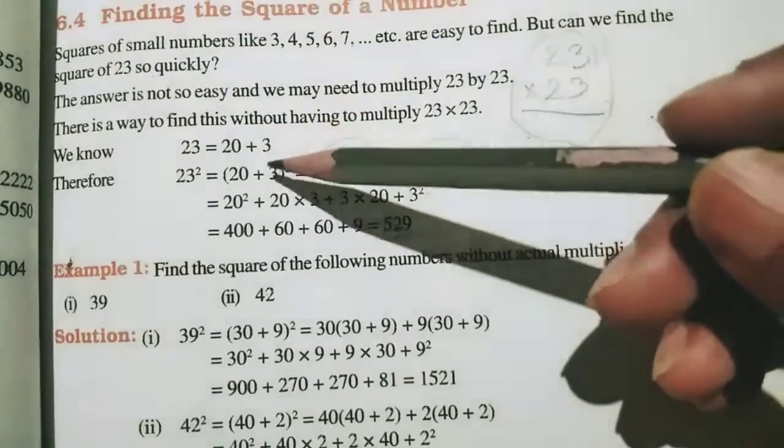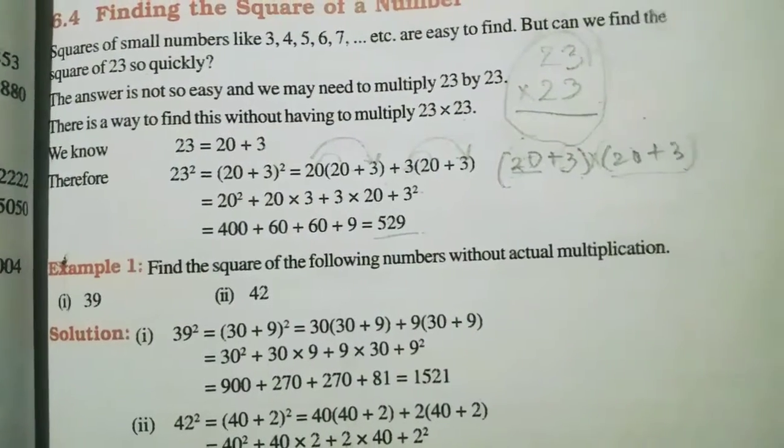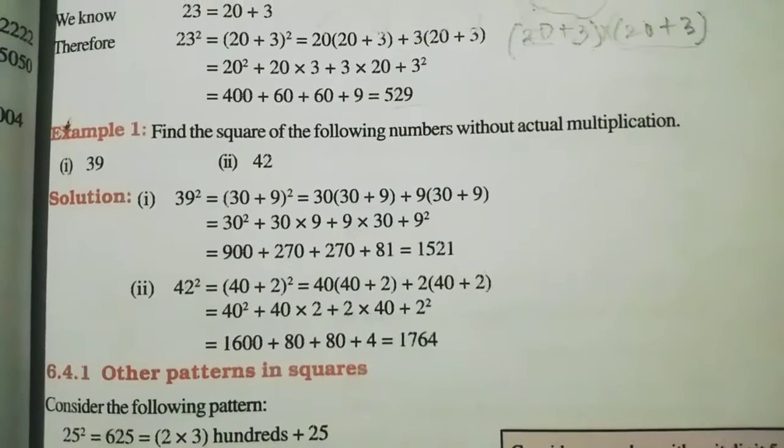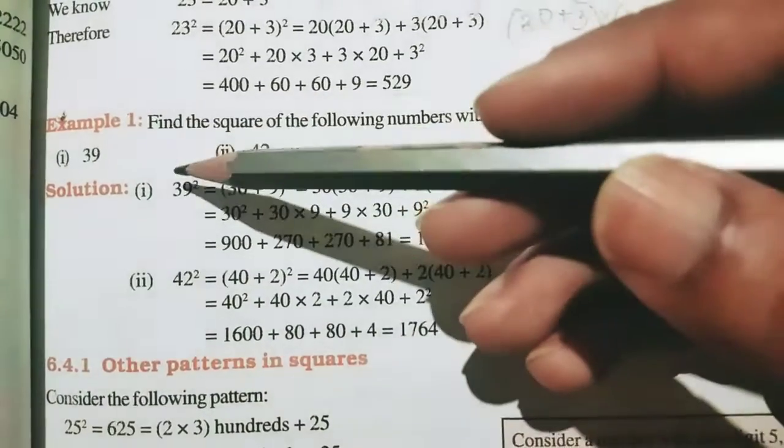You have to break the numbers and multiply the number 2 times in this way. Now see example number 1. Find the square of the following numbers without actual multiplication. In this way the question will come.